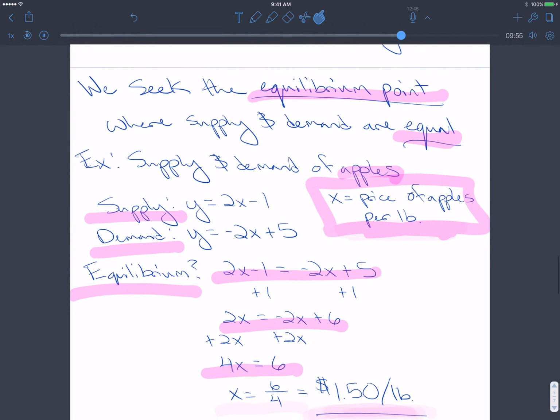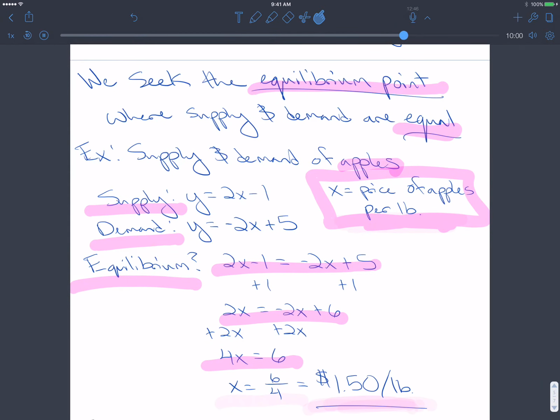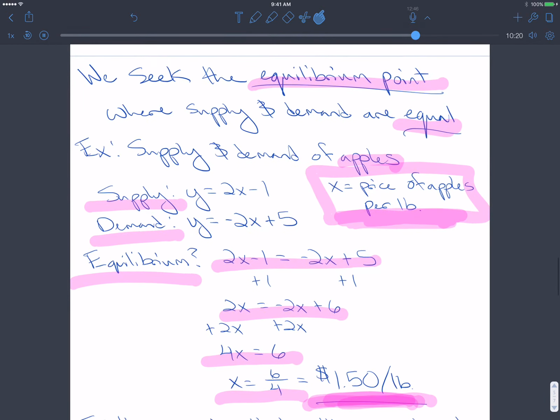Now I can divide both sides by 4, getting me x equal to 6 over 4, which if I reduce that gets me $1.50 per pound. So I would get 1.5 from that, and that would correspond with $1.50 per pound because it's the price of apples per pound. So if apples are being sold at $1.50 per pound, that's a pretty optimum price to ensure that your supply and your demand are matched.